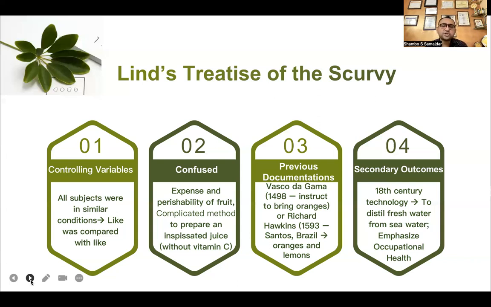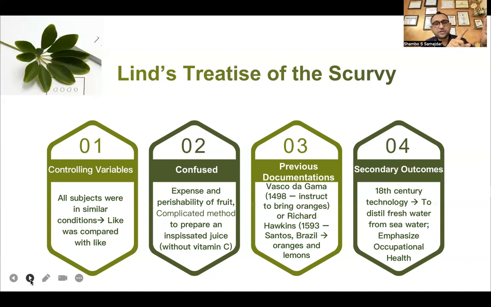But yes, with each experiment, with each clinical research, there is some confusion. Even in this case, the experimenters had some confusion. Initially they used fresh fruits, but due to the expense and perishability of the fruit, they devised a complicated method to prepare an inspissated juice. But when the inspissated juice was prepared, it was devoid of vitamin C. They did not know that fact. That is why initially they did not get the same response that was obtained in Lind's experiment at HMS Salisbury, because that juice did not contain vitamin C. And this is one cause.